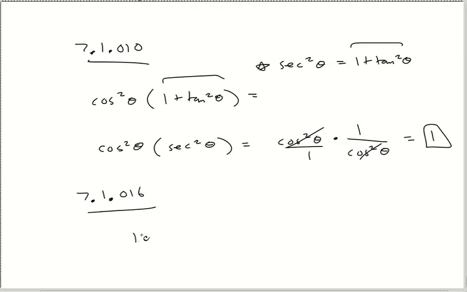71016. 1 plus cotangent of A. Notice they're changing your letter again. They're just trying to get us, is what it is. They're trying to trick us.